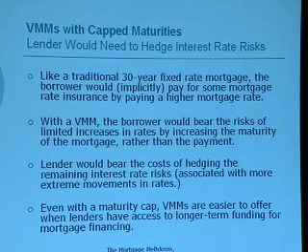So if we had VMMs with capped maturities, lenders would need to hedge interest rate risks. Like a traditional 30-year fixed rate mortgage, the borrower would implicitly pay for some mortgage rate insurance by paying a higher mortgage rate. With a VMM, the borrower would bear the risk of limited increases in rates by increasing the maturity of their mortgage rather than the payment. The lender would bear the costs of hedging the remaining interest rate risks associated with more extreme movements in rates.